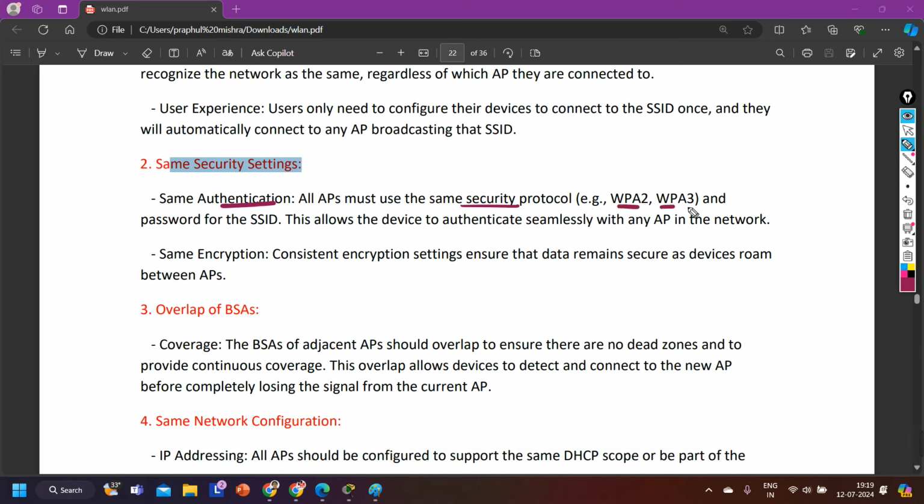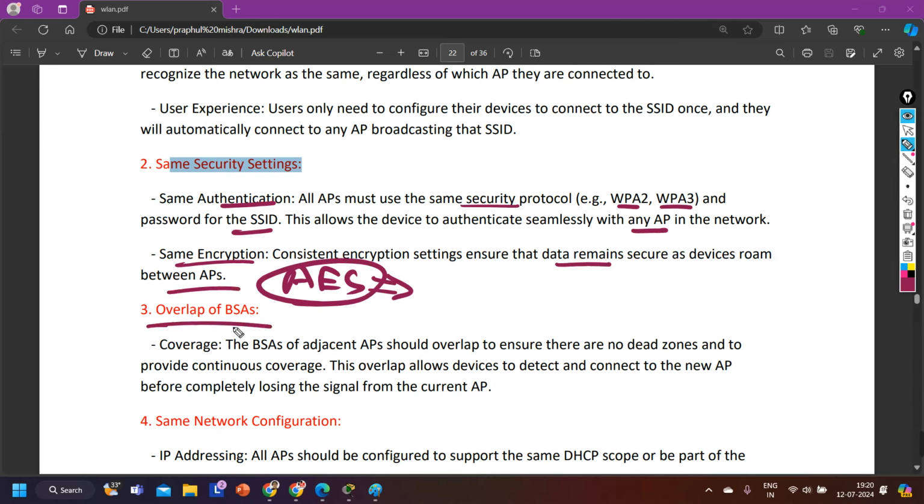It can be WPA2 or WPA3, personal or enterprise, and the password for the SSID should also be the same on all APs. This allows the device to authenticate seamlessly with any AP in the network. And same encryption protocol. Let's say you are using the AES encryption protocol to encrypt, then it should be the same on all the APs. Make sure you have enabled AES on all the APs. Consistent encryption settings ensure that data remains secure as devices roam between APs.